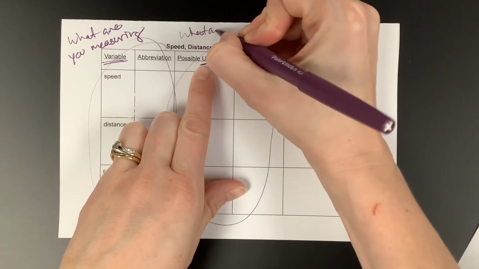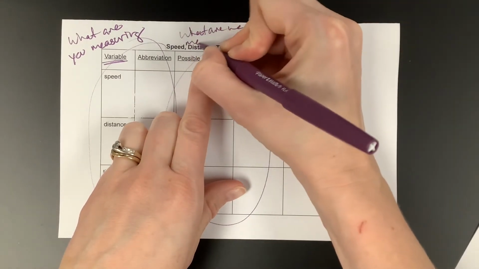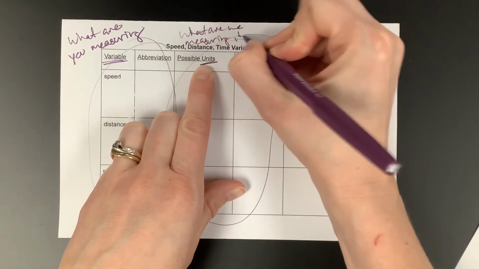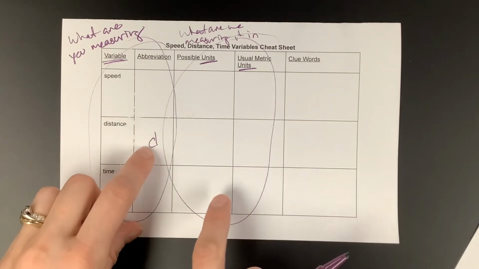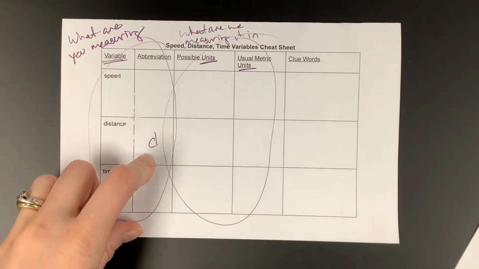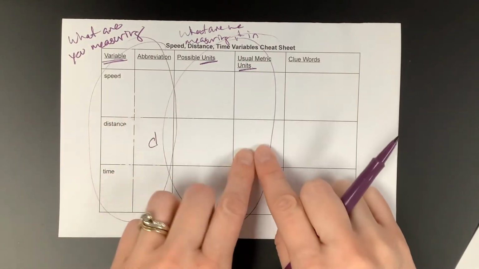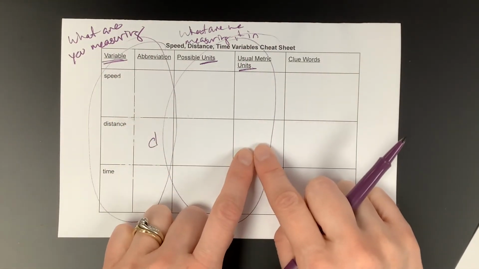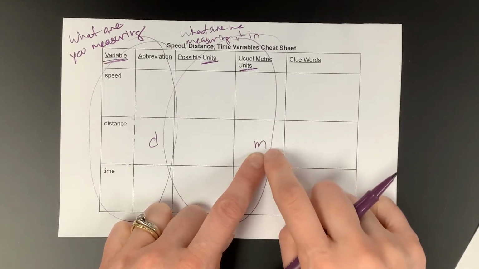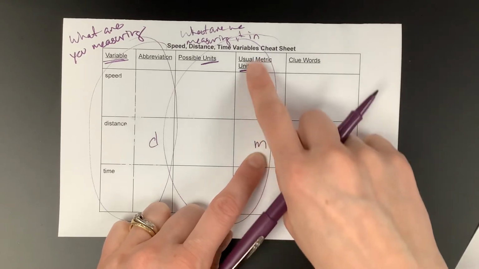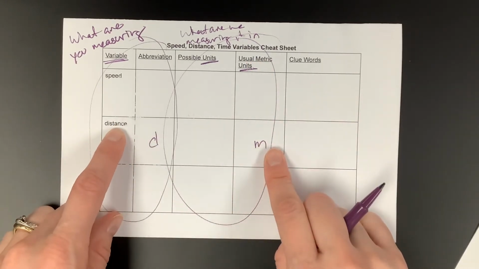Okay. So if we're measuring the distance that it takes Caleb to get up from his seat and walk over to the pencil sharpener, that's the distance, that's the variable. What might we measure it in? In meters. That's the base unit for metric measuring distance. Units is what are we measuring it in. Variables, what are we measuring?